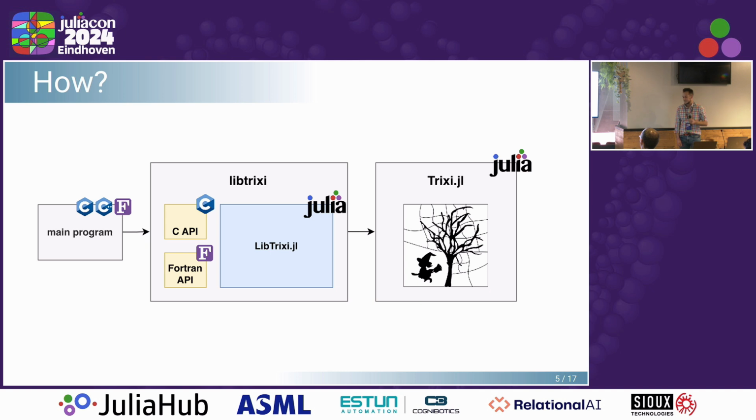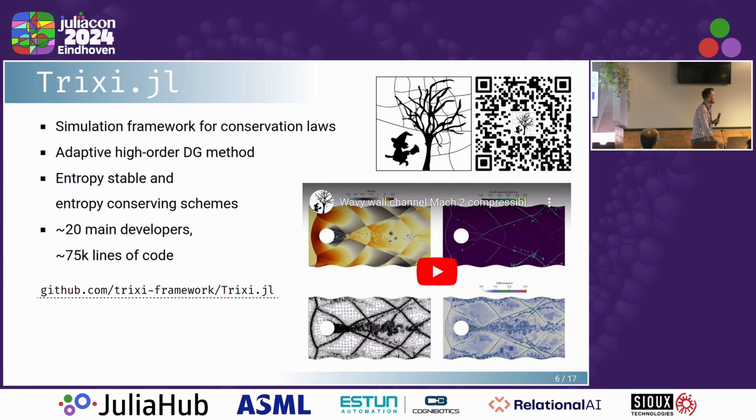That's our idea. We have Trixi on the one hand side, our main program on the other hand side, and we have our library in between, and that is composed of a Julia part, a C part, and a Fortran part, and I will just quickly walk you through.